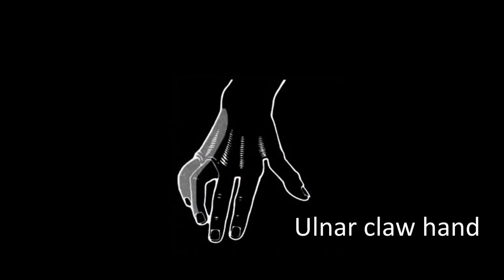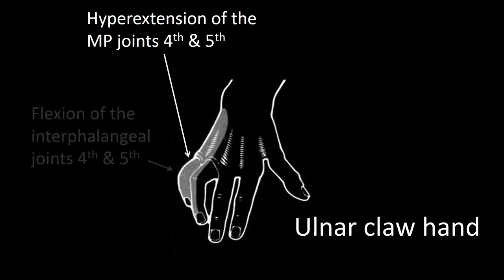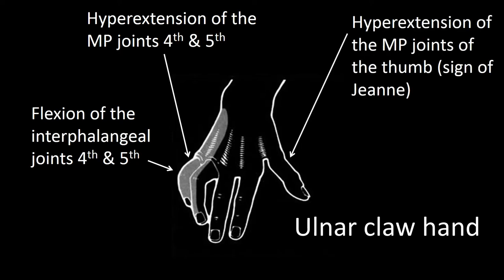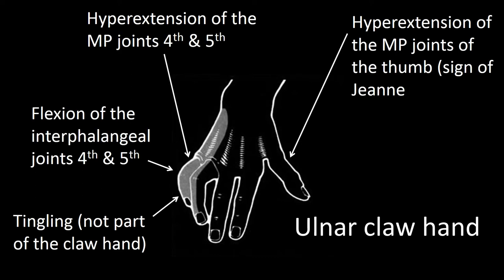This is a representation of a claw hand due to ulnar nerve lesion. We find hyperextension of the MP joints of the 4th and 5th fingers, flexion of the interphalangeal joints of the 4th and 5th fingers, and hyperextension of the thumb metacarpophalangeal joint, which is called the sign of Jeanne. The combination of these three findings produces, when looking at the hand from the palmar side, the benediction hand. Tingling sensation in the shaded distribution is often present in patients with ulnar nerve lesion, but is not considered part of the ulnar claw hand.